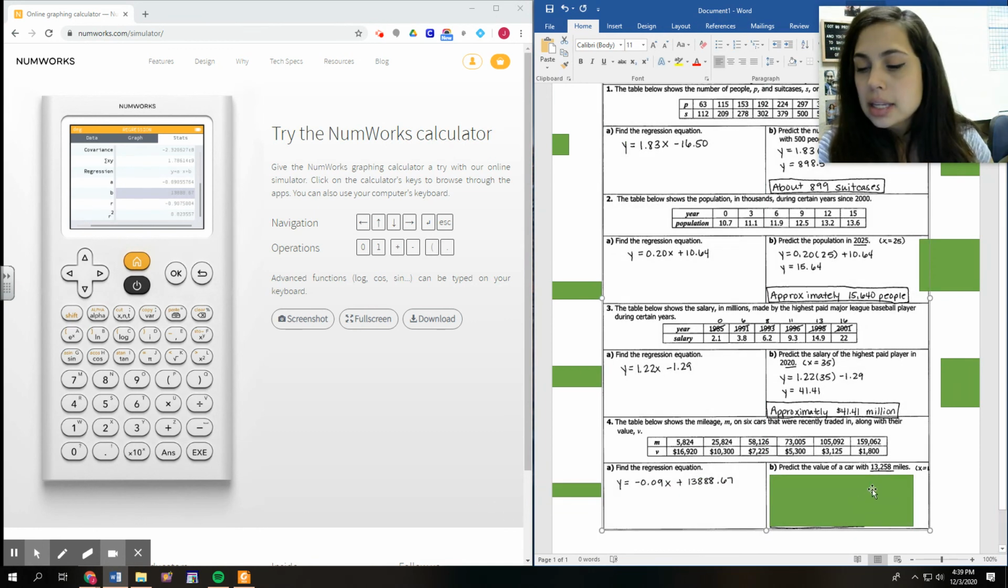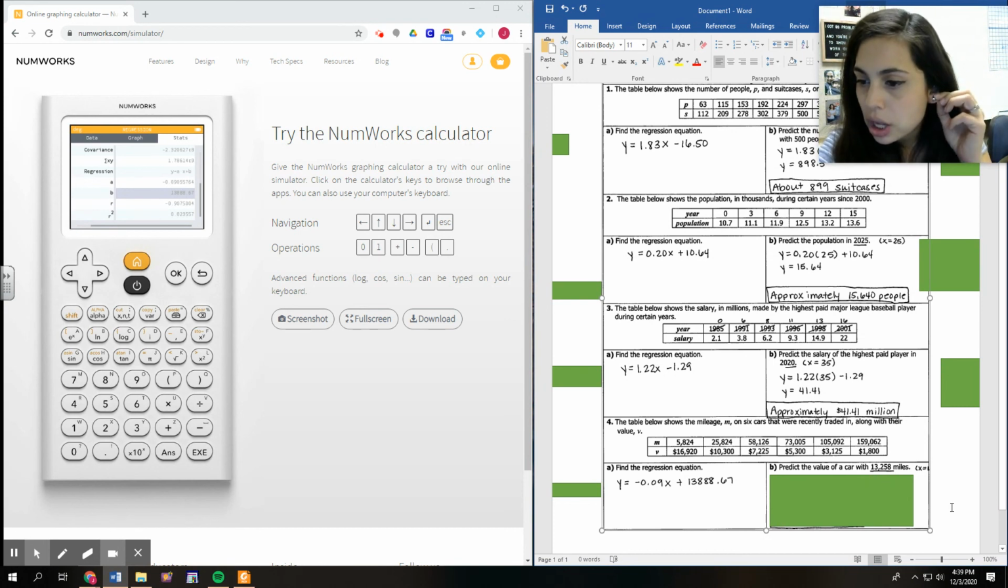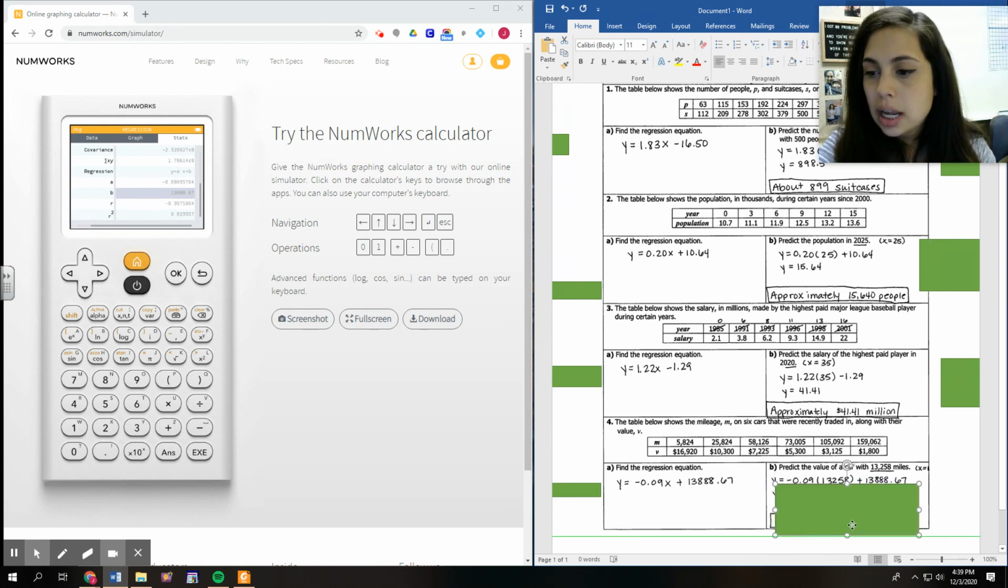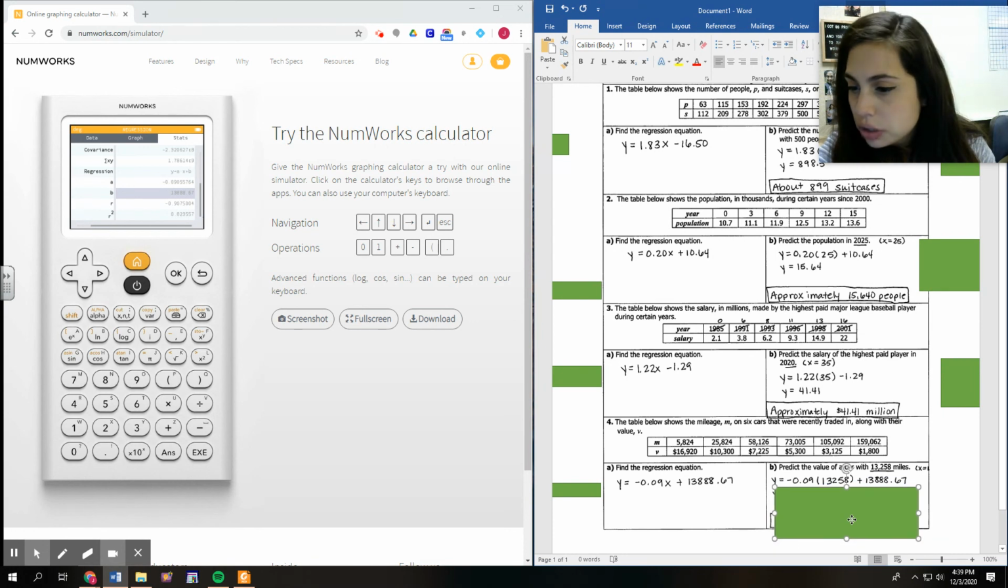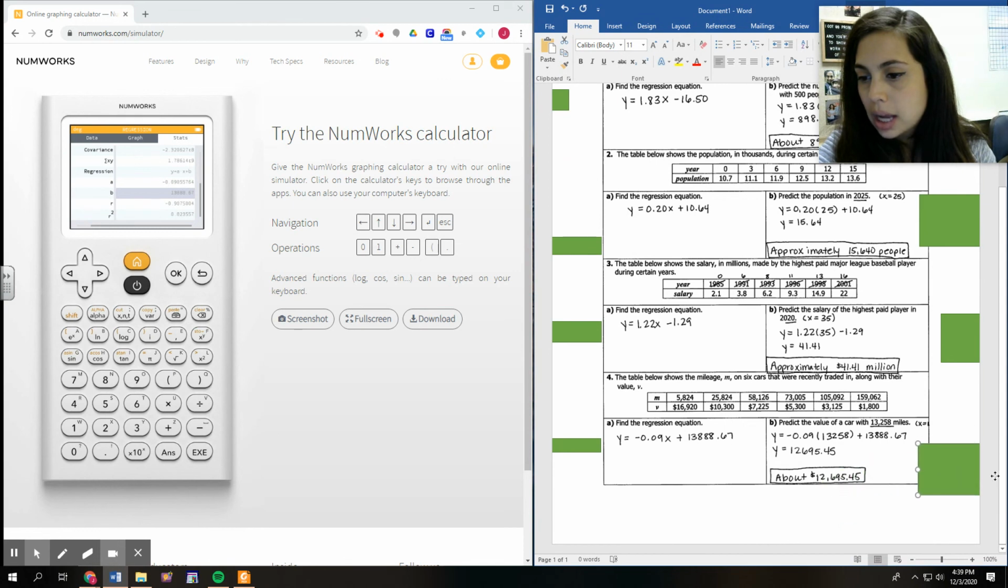Awesome. Okay, so then predict the value of a car with 13,258 miles. So M is 13,258. So we're going to put 13,258 in for x, and then simplify there, and then our y value should come out to be $12,695.45.